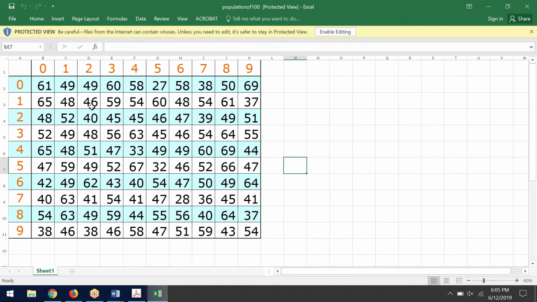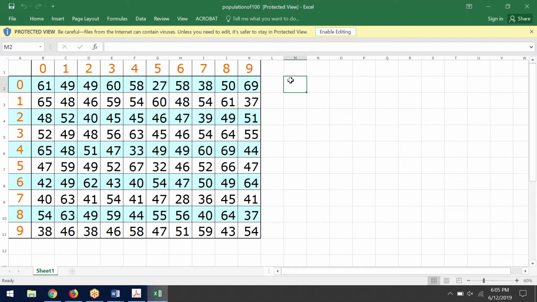I'm going to say to myself, I can't afford to measure and take a score for every person in this population of 100, but I can afford to do it for 9 people, a sample size of 9 people. So I'm going to define my sample size here.